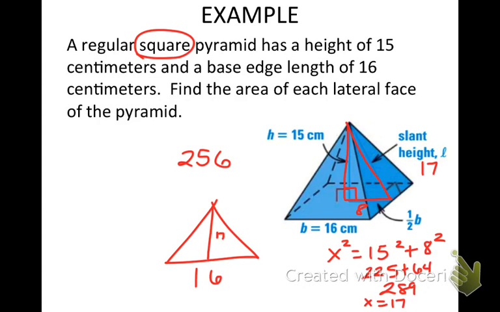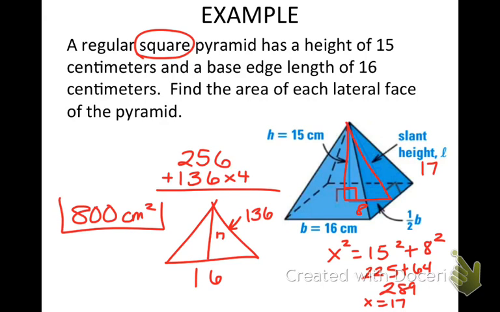How do we find the area of that triangle? One half the base. So half of the base is what? 8 times 17 gets us 136. So if all of the faces are 136, how many triangles are there around? 4. So if we multiply that by 4 and then add that to 256, we get what? You guys took all the good calculators and you're not using them. What are we getting? 800. Good. So we have 800 centimeters squared.